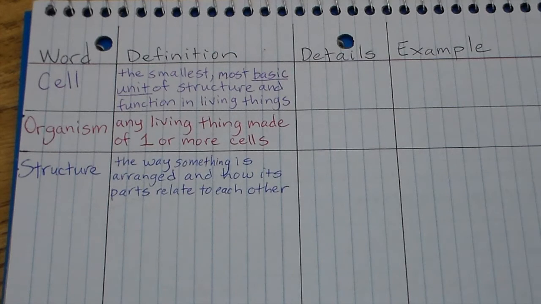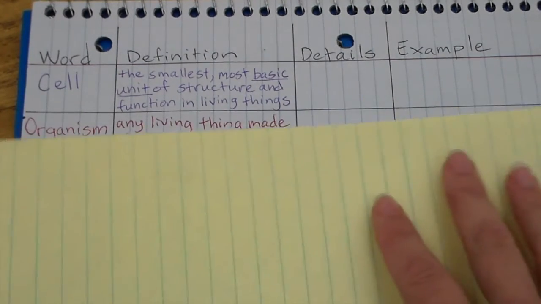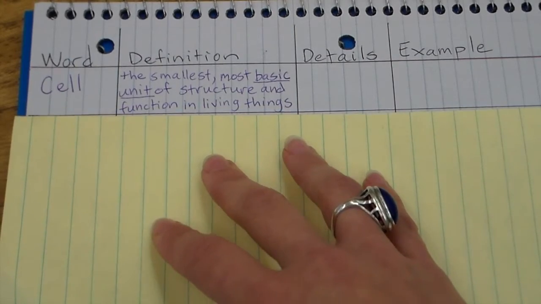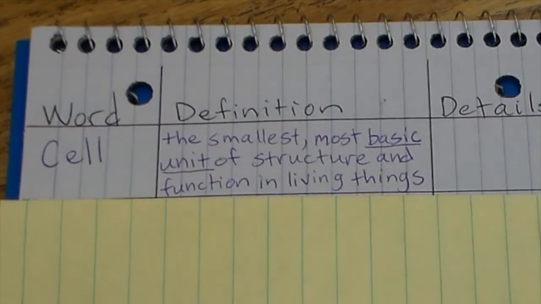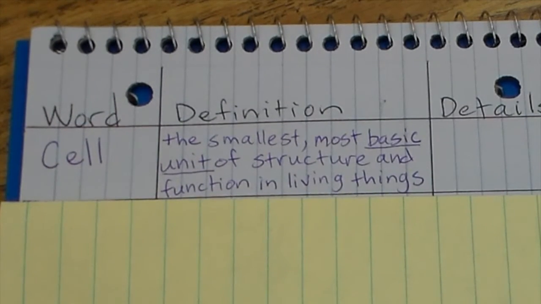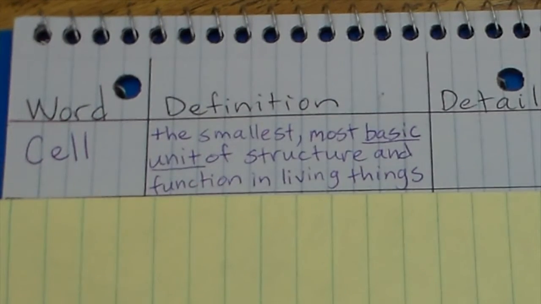So here is the entire page for today, just so you can see the overview. We've got 3 words that we're going to work on today, and we're going to start by focusing on our first word. I'm going to cover up the other ones for right now so we don't get distracted. So our first word that you're writing in your vocabulary is the word cell. Our first word for unit number 2 is cell.